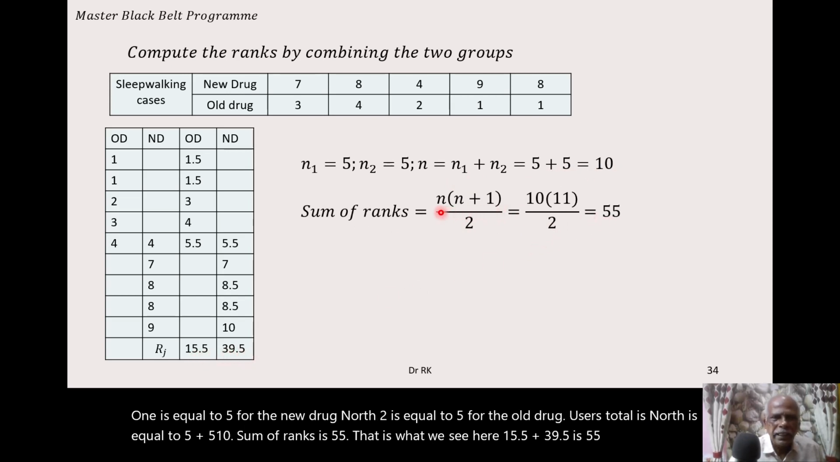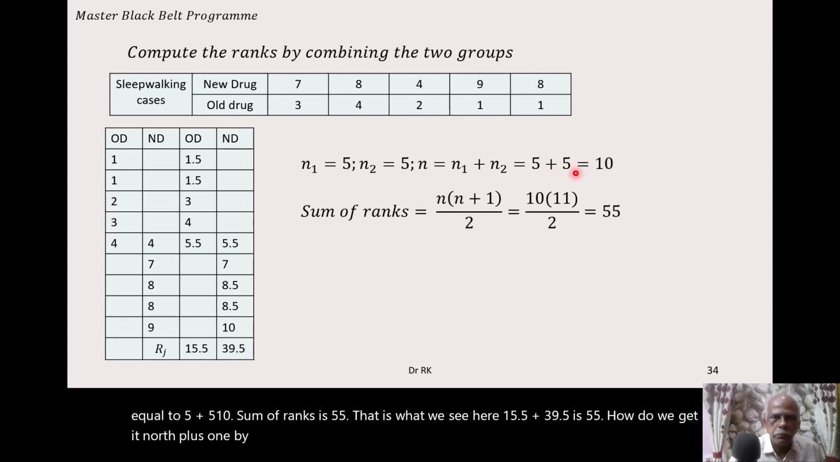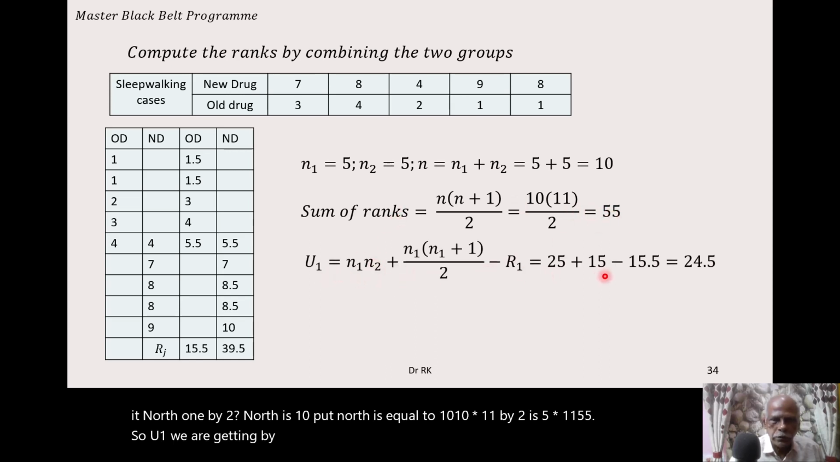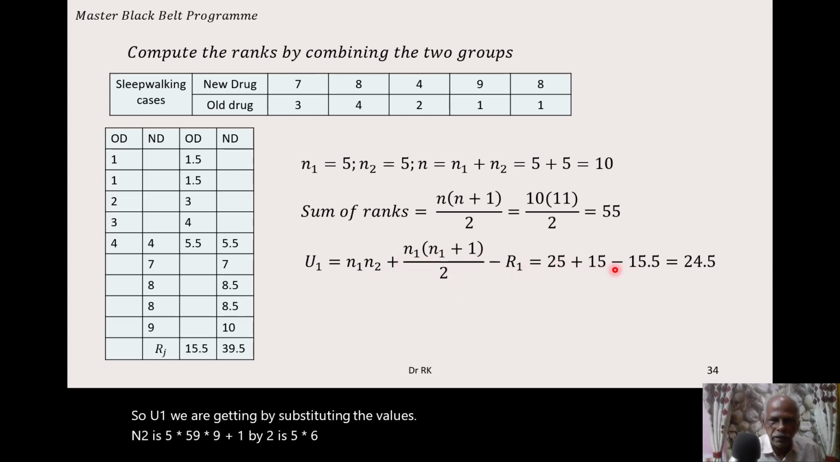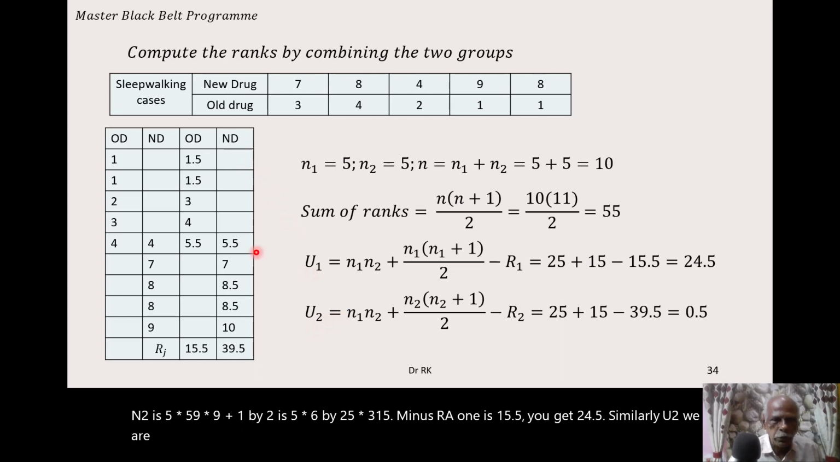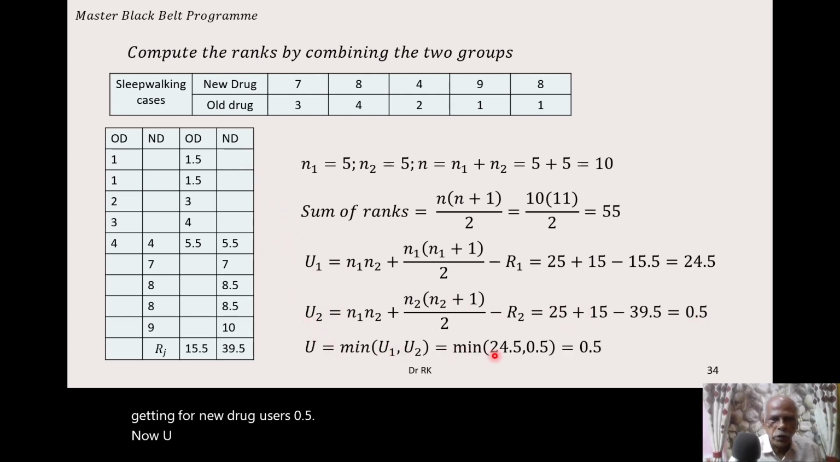How do we get it? N into N plus 1 by 2. N is 10. Put N is equal to 10. 10 into 11 by 2 is 5 into 11, 55. So U1 we are getting by substituting the values. N1, N2 is 5 into 5. N1 into N1 plus 1 by 2 is 5 into 6 by 2, 5 into 3, 15. Minus R1 is 15.5. You get 24.5. Similarly, U2 we are getting for new drug users 0.5. Now U is the minimum of U1, U2. So minimum of 24.5 and 0.5 is 0.5.